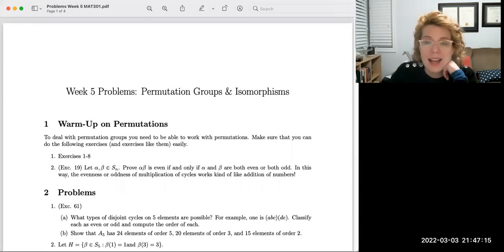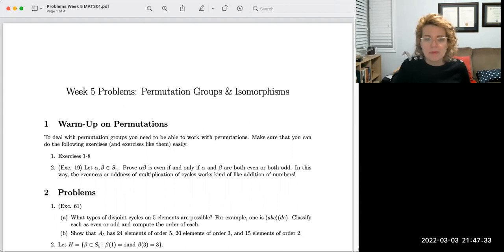Okay, hello everyone. So I wanted to share with you some of the hints and solutions to the week 5 problems on permutation groups and isomorphisms. And this is a really important section. You're going to see why when you do your exploration projects.